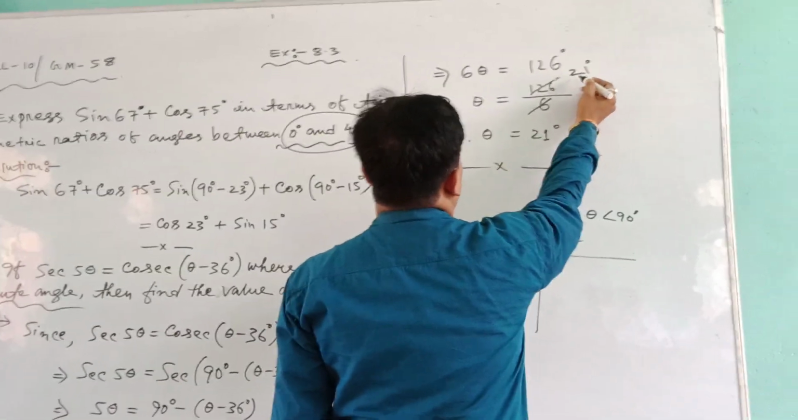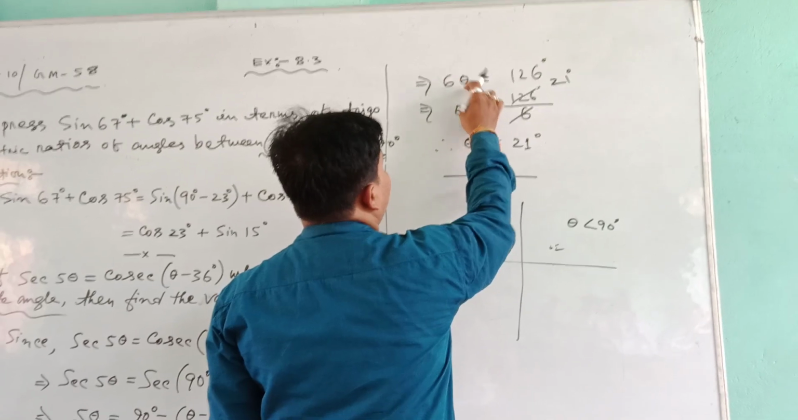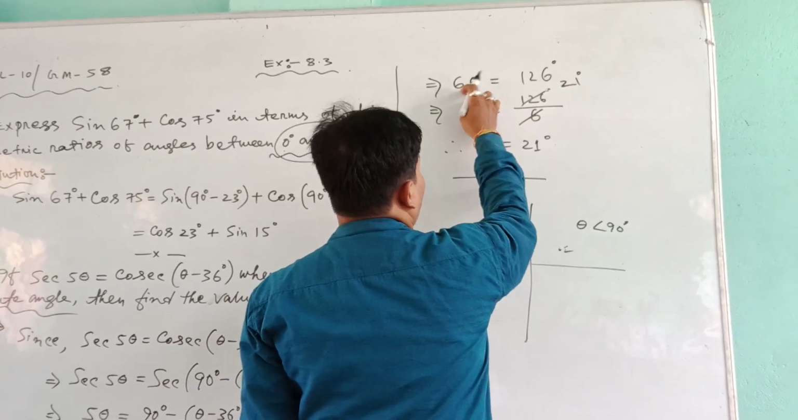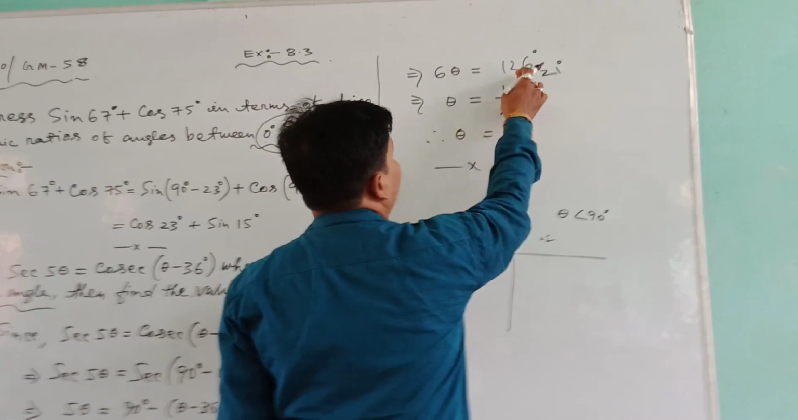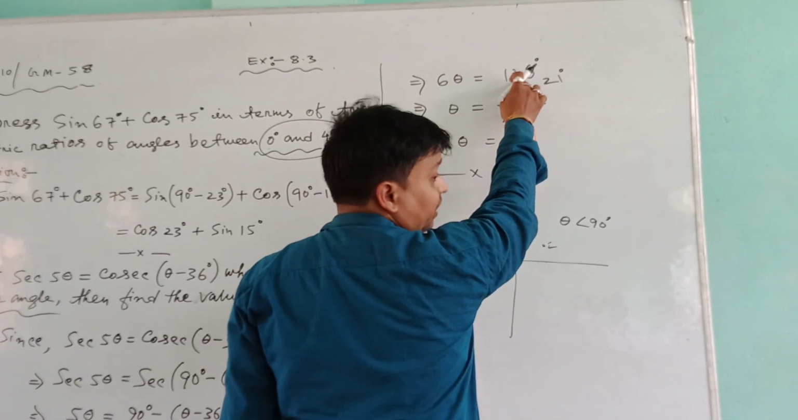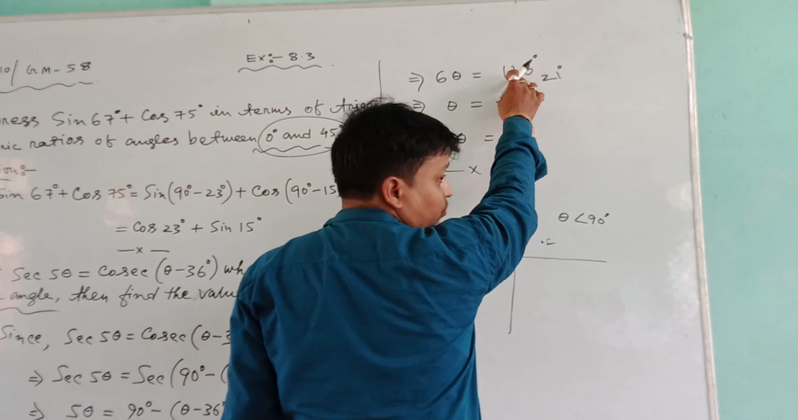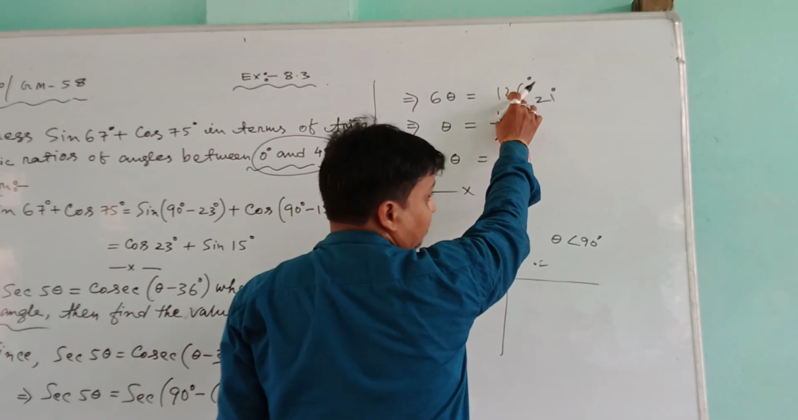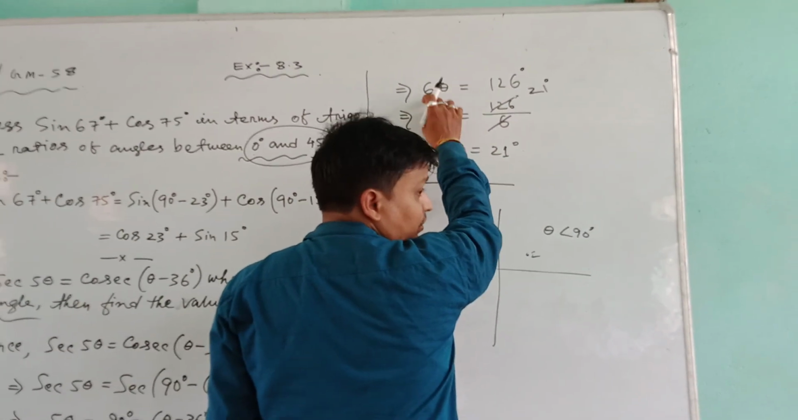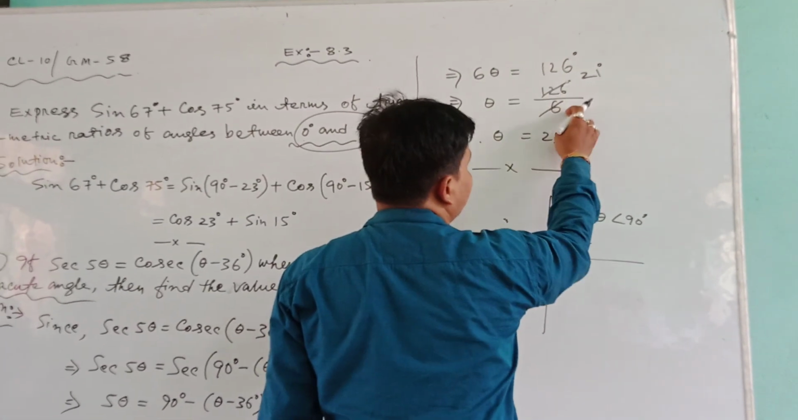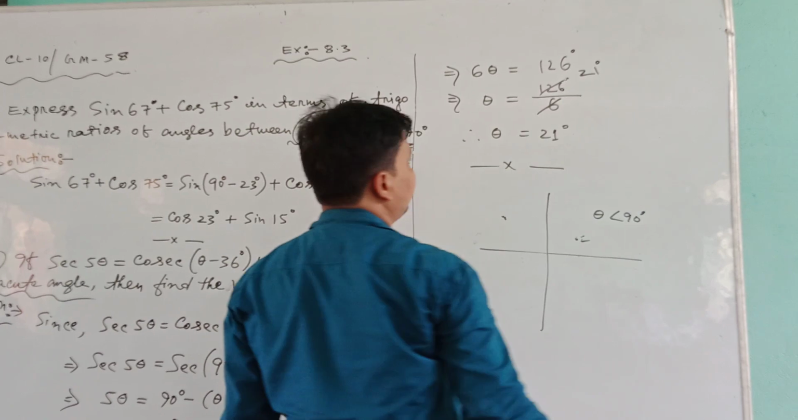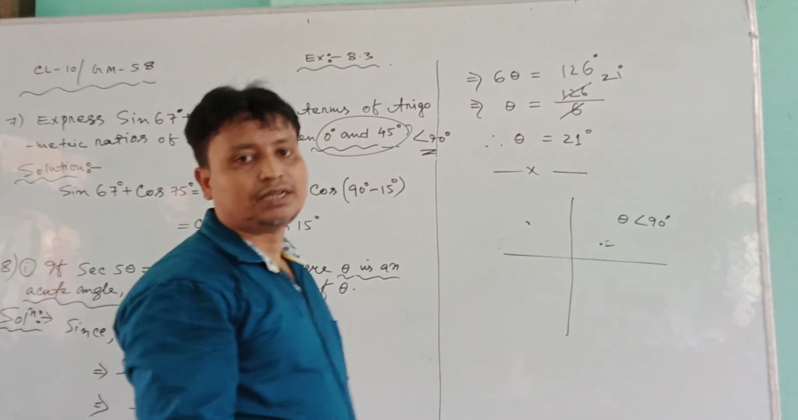According to this statement, 6 and theta are both factors of the product 126 degree. So if you shift any one factor to the right side, then this factor will divide the right side. 126 is a multiple of these two factors. So you divide 126 by 6, and you will get 21 degree, which is the value of theta. That's all.